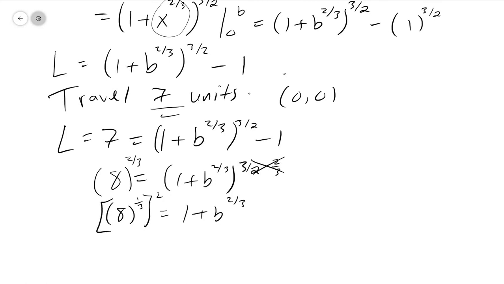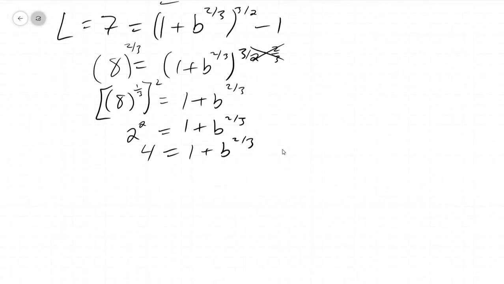And 8 to the 1/3, the cube root of this, is 2. So we have 2 squared, and 2 squared is the same thing as 4. So now we're going to keep simplifying here, and we're going to solve for b. So let's subtract 1. So we get 3 is equal to b to the 2/3. And now again, we're going to raise each of these to the exponent of 3/2 to cancel out with my 2/3 here. And this turns into 3 to the 3rd power, which is 27.